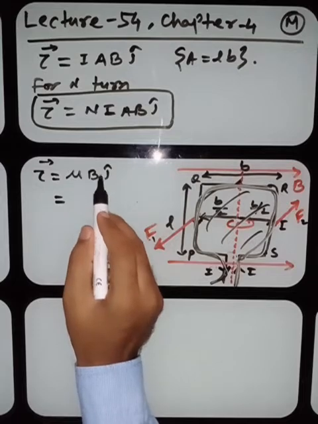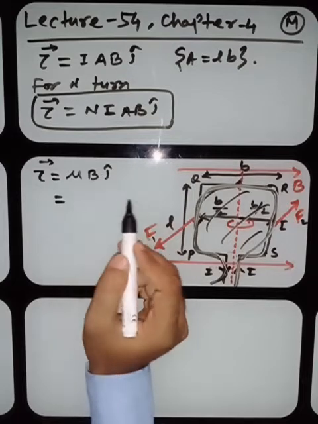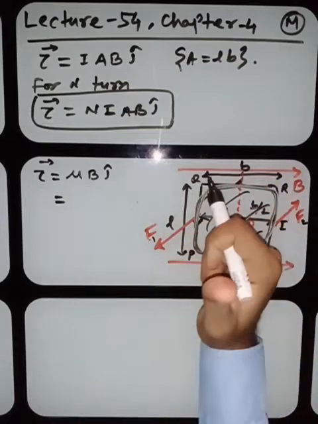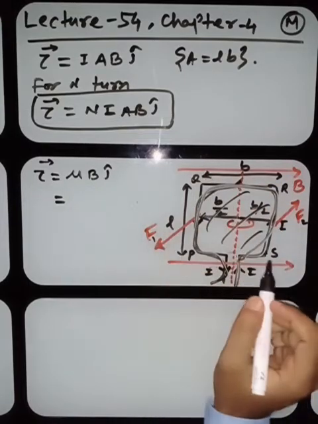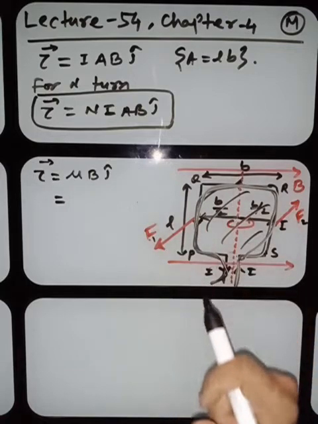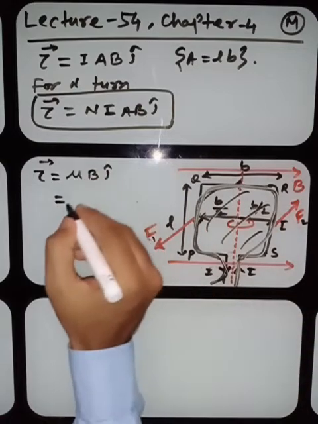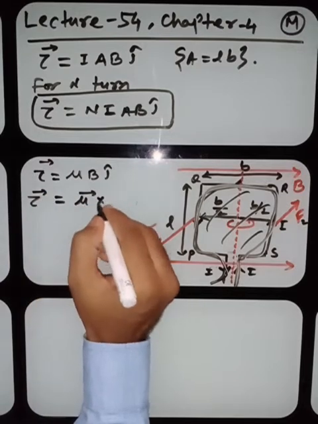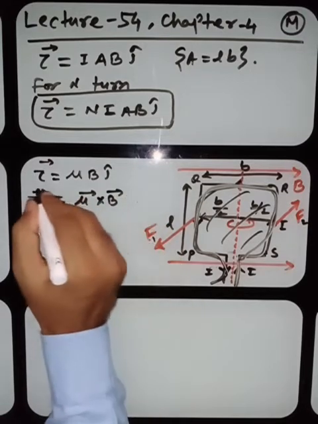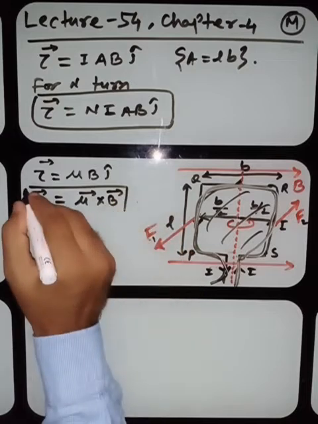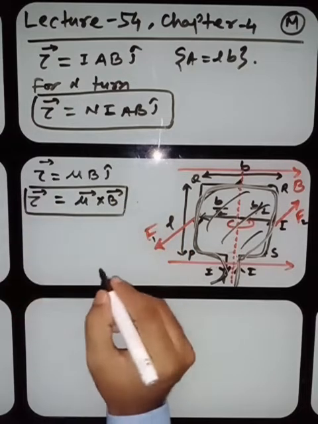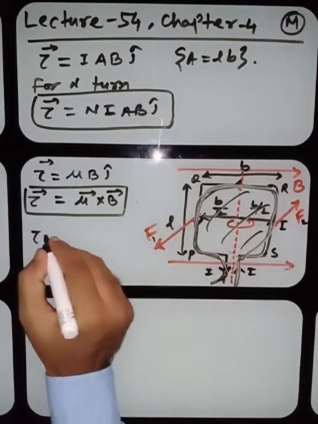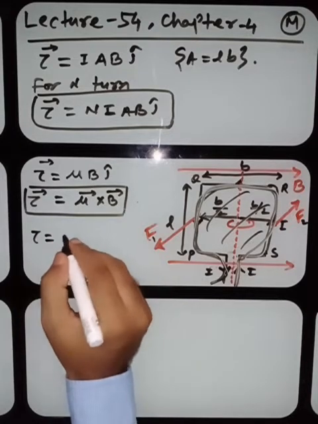Here it is 1, so you can write mu B sine 90 degrees, because the current is flowing this way and the mu is perpendicular upward. So the angle between magnetic field and mu is 90 degrees. So this can be written, my dear student, as mu cross B. Remember, this is mu cross B, and the magnitude is NIAB, or mu B.